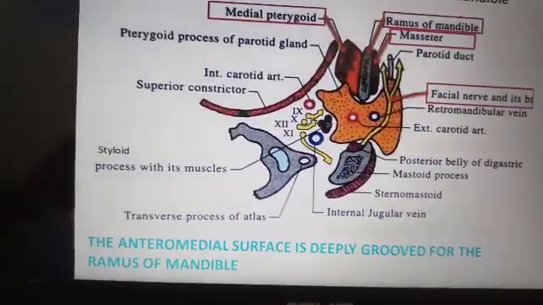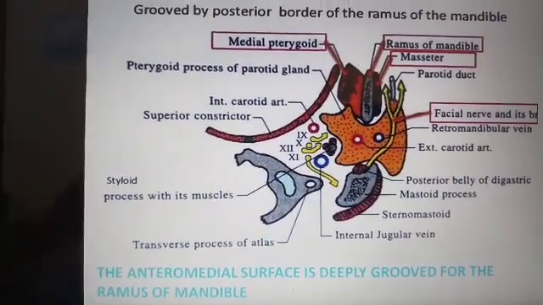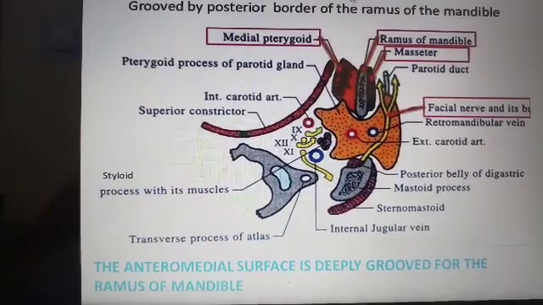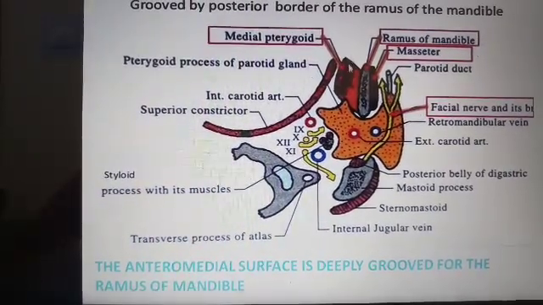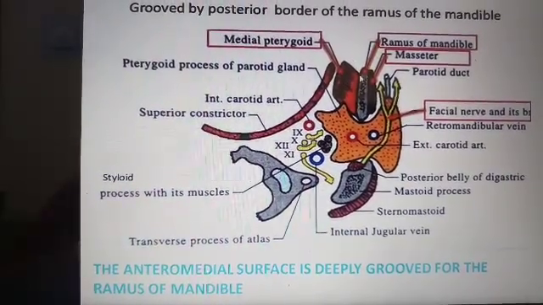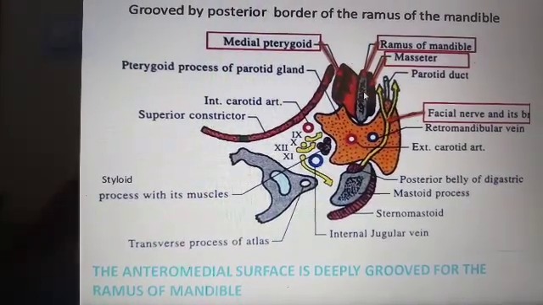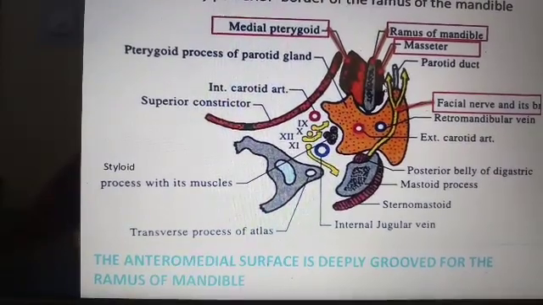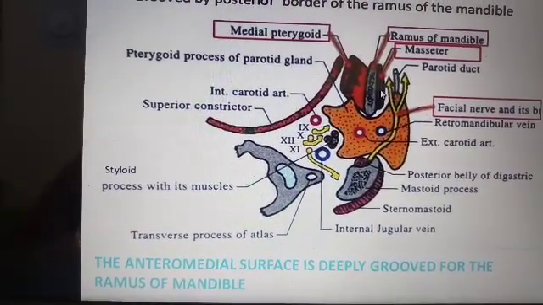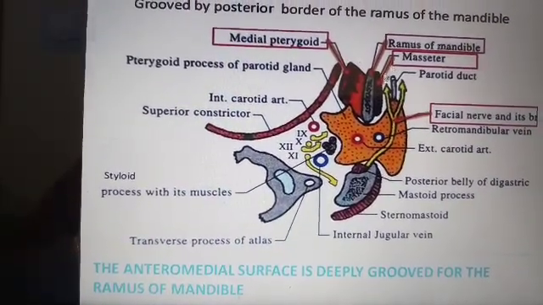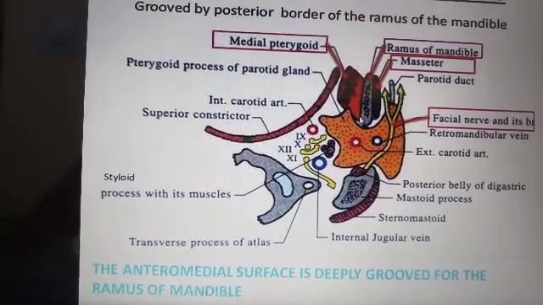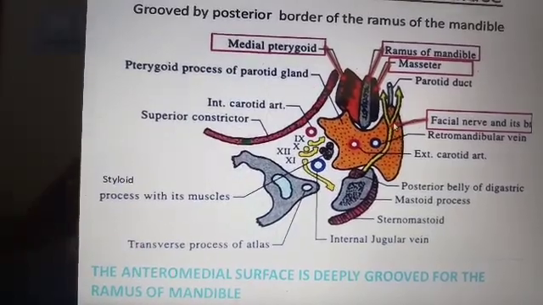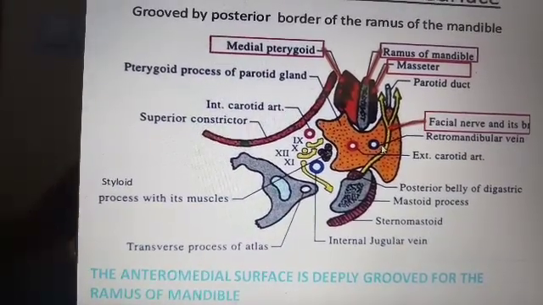Now, as we were discussing the anteromedial and the posteromedial surface, let us look into these relations once more for recapitulation. The anteromedial surface is importantly related to the ramus of the mandible, the posterior border of the ramus of the mandible, and also to the important muscles of mastication, that is the masseter muscle and the medial pterygoid muscle. And one more thing: through the gland, as we have told, the facial nerve and its branches are passing.